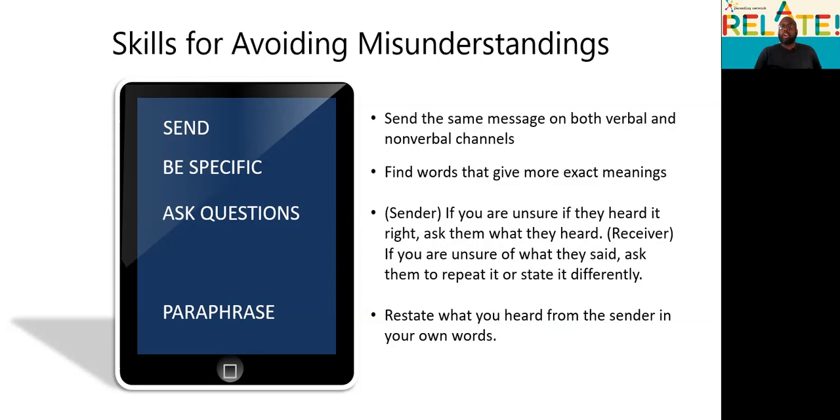We don't think that our tone makes a difference, but if you think back to what someone may have said to you, often it's not always what they said. It might have been how they said it that had you feeling some type of way. And lastly, another skill is to paraphrase, which is to state what you heard from the sender in your own words, to make sure that you're being clear to them on what you're hearing. So you want to send a message, you want to be specific, you want to ask questions, and you want to also paraphrase what is going on.